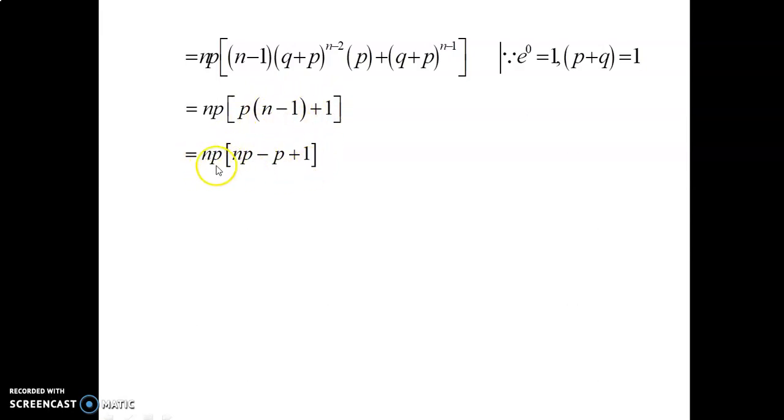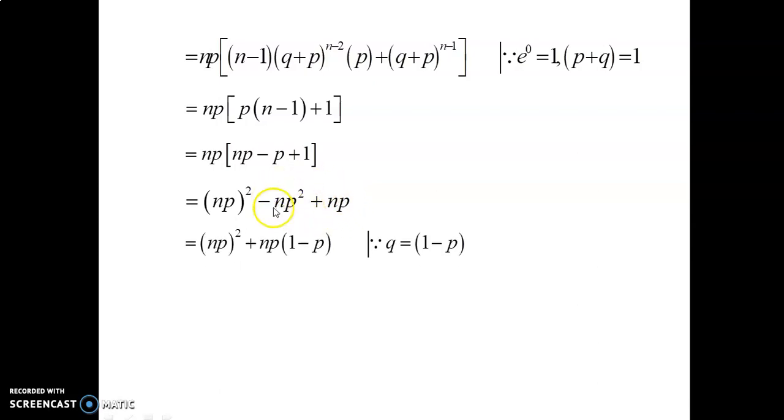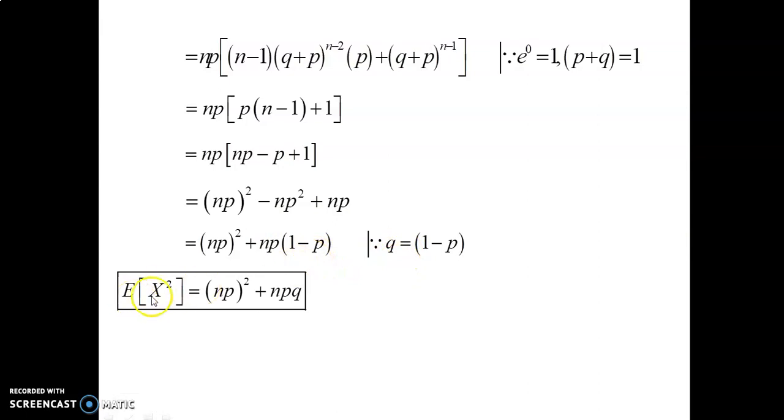Now multiply this np inside of the bracket, we get (np) whole square minus np square plus np. This step can be written as (np) whole square plus, take this outside, np into 1 minus p. 1 minus p value is q. So E of x square equals (np) whole square plus npq. That is the E of x square value.